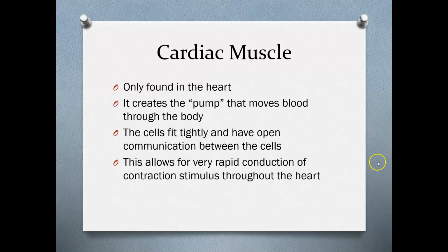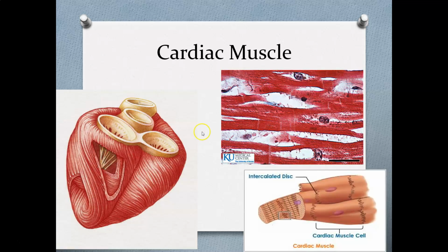Our last muscle is cardiac muscle. It's found only in the heart. It creates the pump that moves blood through the body. The cells fit tightly and have open communication between cells, which allows things to move very quickly through the muscle cells of the heart. And this allows for, as I say, very rapid conduction of the contraction stimulus throughout the heart. And we can see them here. They kind of branch together, lots of communication with cardiac muscle. And we'll talk about this again when we get to the cardiovascular system. A very unique way the cardiac muscle surrounds the heart.